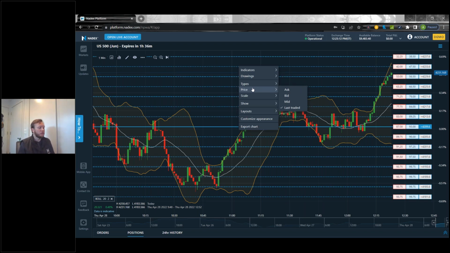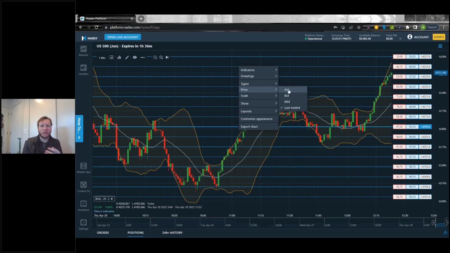So this is one that, unless you know why you'd be changing it, generally last traded is going to be your best bet. Last traded is going to be the default of when you actually just open up the chart, when you open up the platform. It's also the reason why I say don't change it.